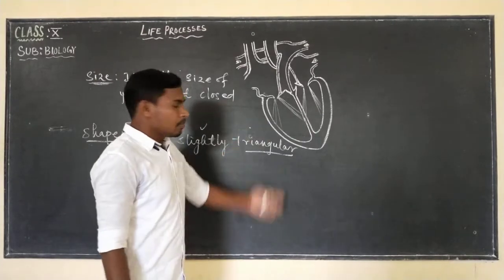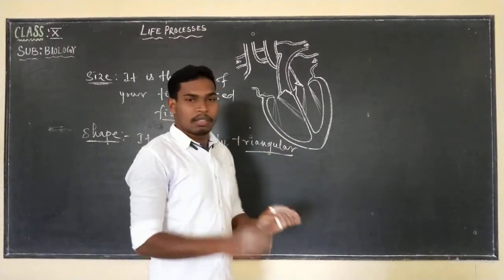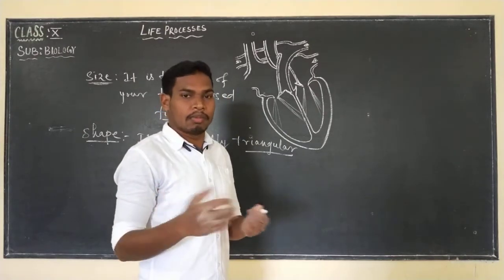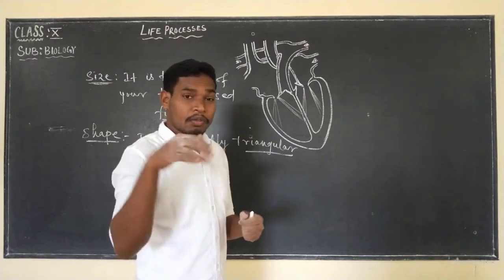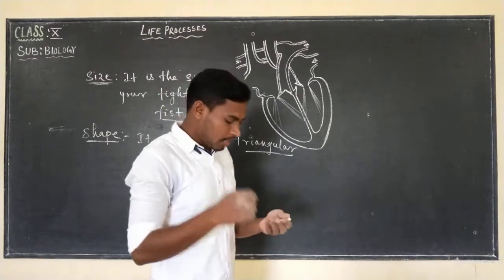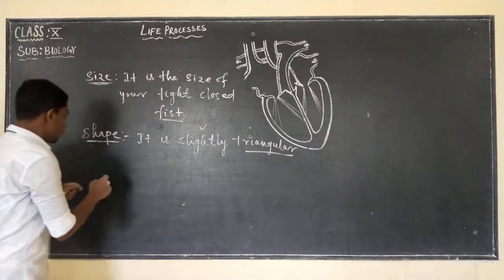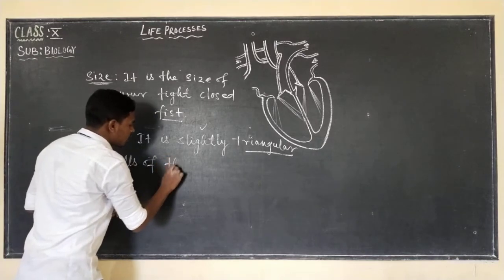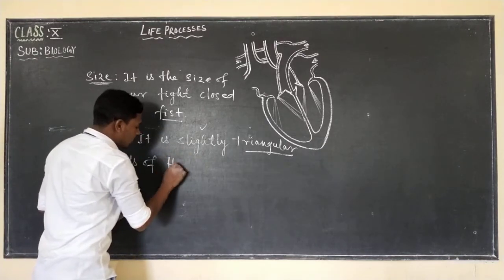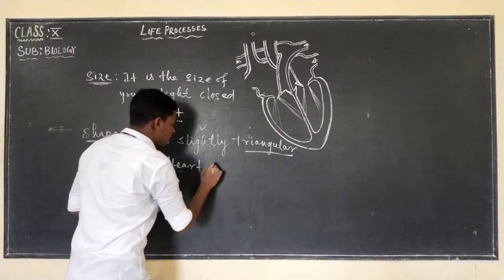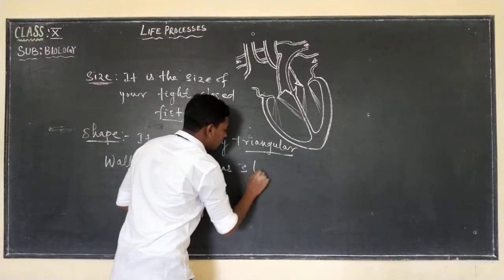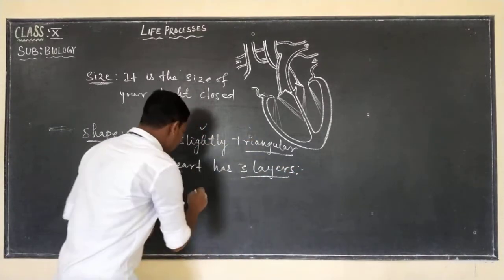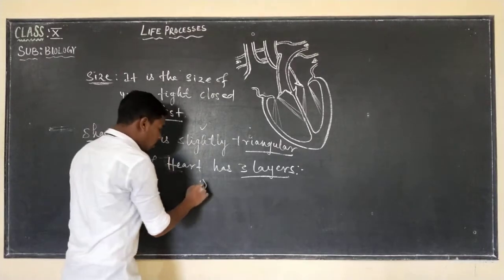Before we could proceed further, we need to know the muscles of the heart, right? So the heart has muscle, and that muscle also will have 3 layers. The walls of the heart have 3 layers. How many layers? It is 3 layers.